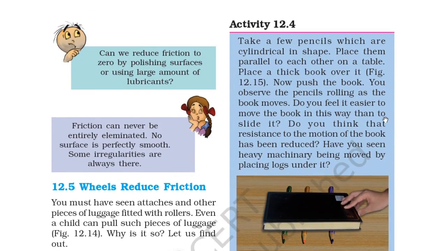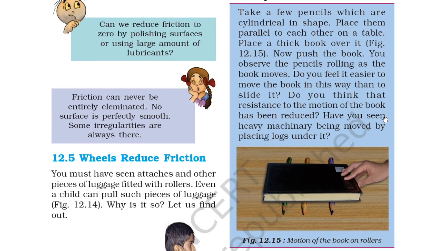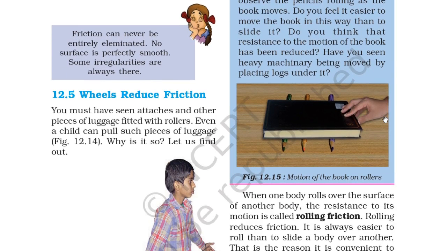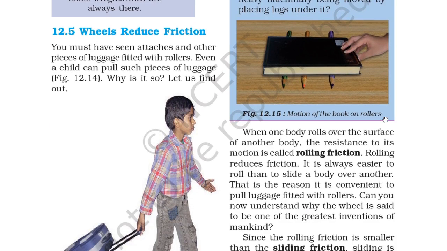Activity 12.4: take a few pencils which are cylindrical in shape, place them parallel to each other on a table, and place a book over them. Now push the book. You observe the pencils rolling as the book moves. Do you feel it easier to move the book in this way than to slide it? Do you think that resistance to the motion of the book has been reduced? Have you seen heavy machinery being moved by placing logs under it? You must have seen that. The figure shows motion of the book on rollers.